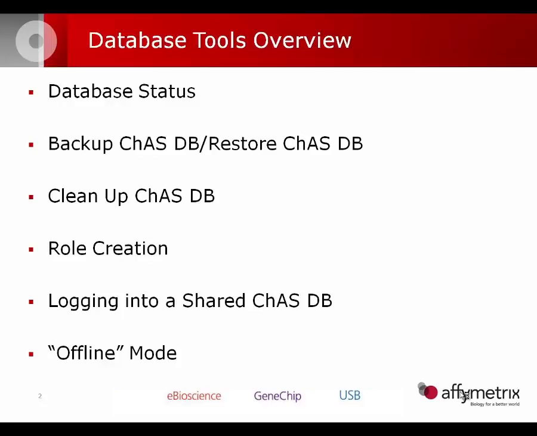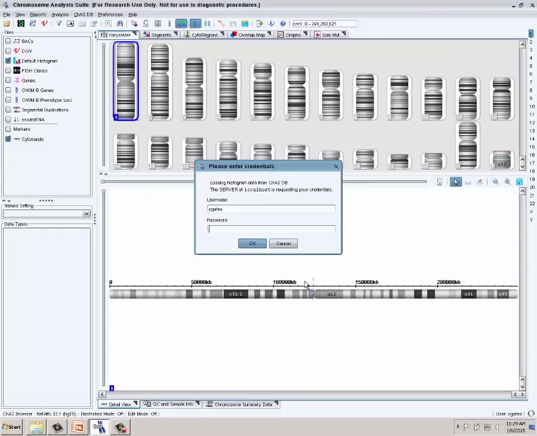Okay, so let's go ahead and start up ChAS. So I went ahead and double-clicked ChAS, and now I've chosen my user profile of Seagates. And so the next step now is I want to log into the database. And so I'm going to use the default password that comes with the installer, which is all lowercase admin and the password of admin.